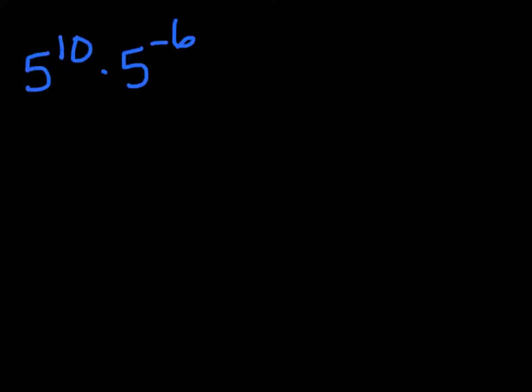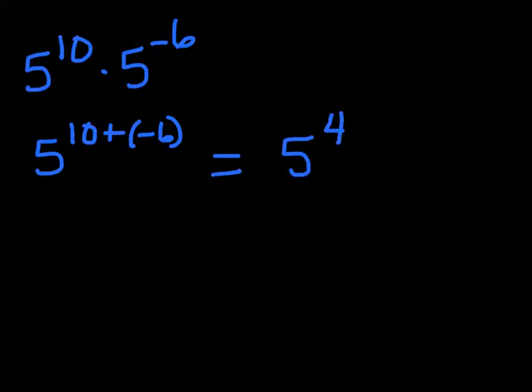We can use the product of powers property and the quotient of powers property to find products and quotients that involve negative exponents. Let's try this problem. 5 to the 10th times 5 to the negative 6th power. First, we use the product of powers property, which tells us that we add the two exponents. So 5 raised to 10 plus negative 6 would give us 5 to the 4th power.